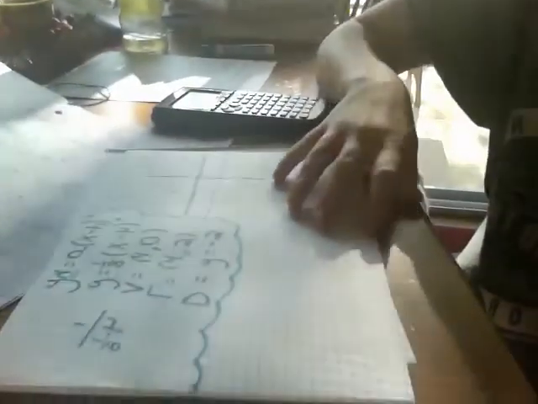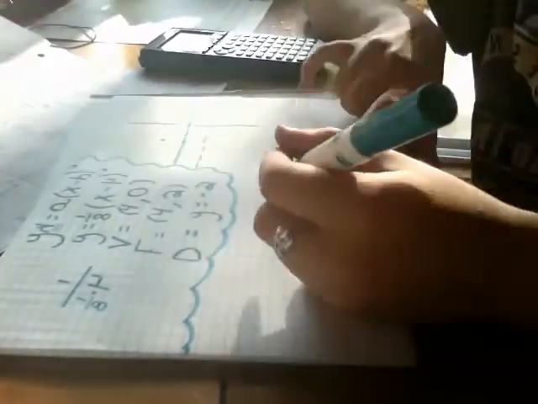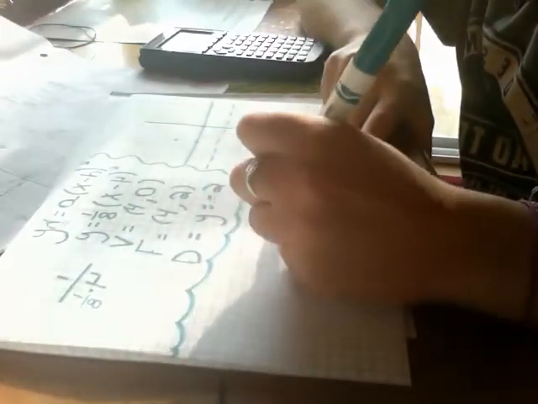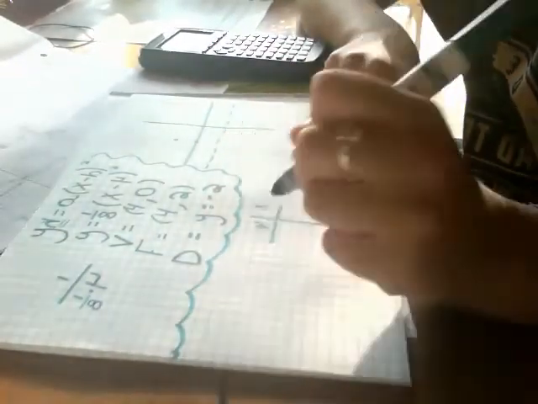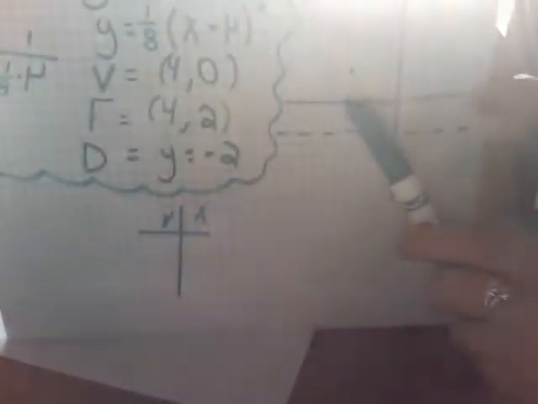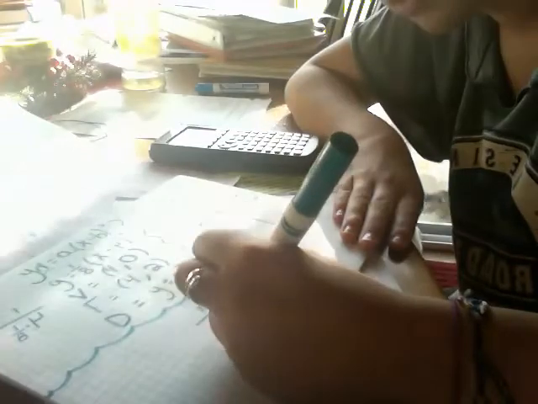So right now it's going to look like this. And now we have to figure out where the parabola is going to go. So we're going to make an x, y t-chart. And what you're going to want to do is look and see what number is closest to the 4. So we're going to go 3 and then 5.